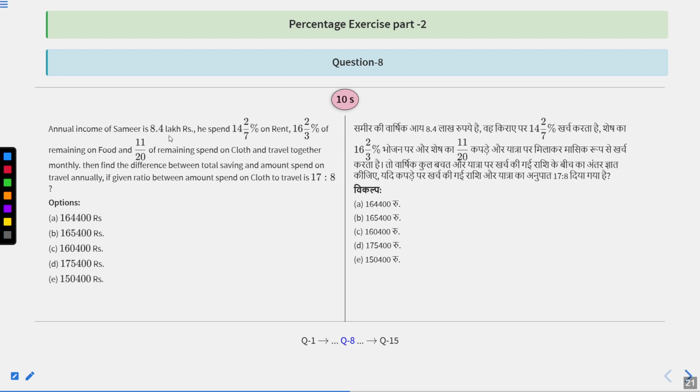Annual income of Samir is 8.4 lakh rupees. He spent 1/7 on rent, 1/6 of the remaining on food, and 11/20 of the remaining on cloth and travel together monthly. Then find the difference between total saving and amount spent on travel annually, if the ratio between amount spent on cloth to travel is 17:8. So you have 5 options and you have 10 seconds to solve this question. Your time starts now.